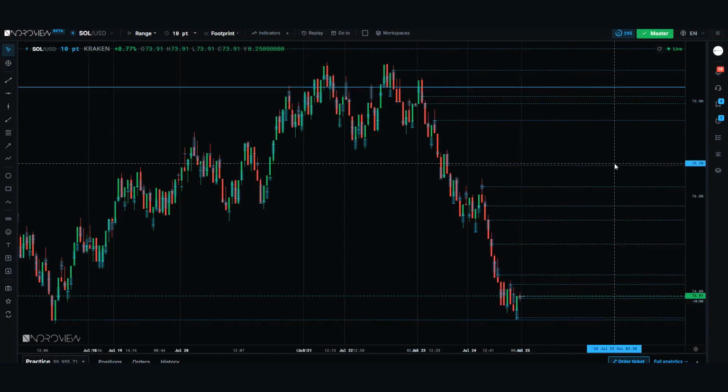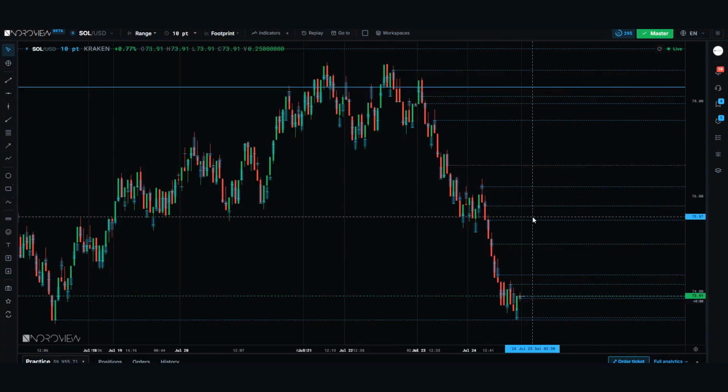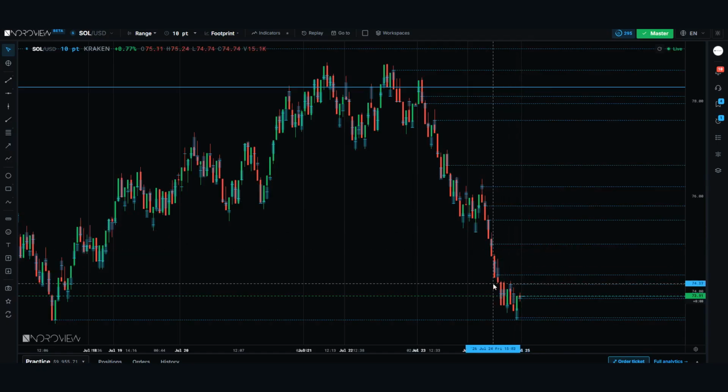Noroview projects them forward automatically, so you get a set of magnet levels for free. I use them two ways: as places to expect a reaction and as realistic targets for a move. These are high-quality levels that the order flow drew for me, not levels I guessed at.